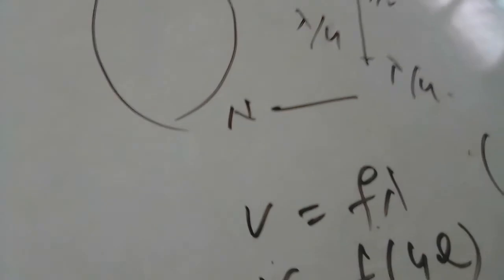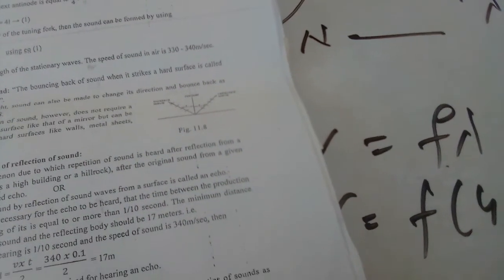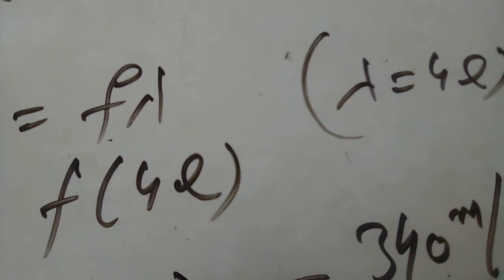V is equal to 4FL, where L is the resonance length and lambda is the wavelength of the stationary waves. The speed of sound in air is from 330 meters per second to 340 meters per second, because the speed of sound depends on temperature.